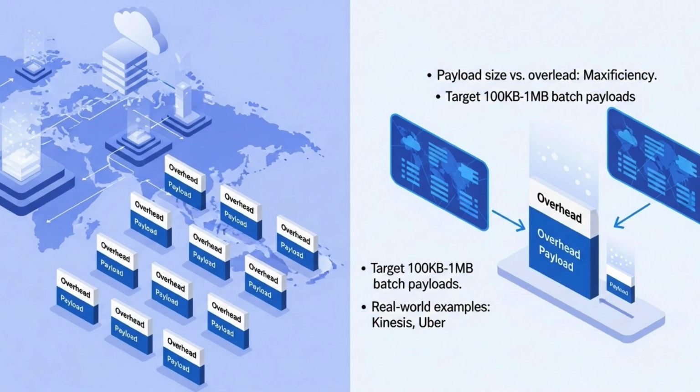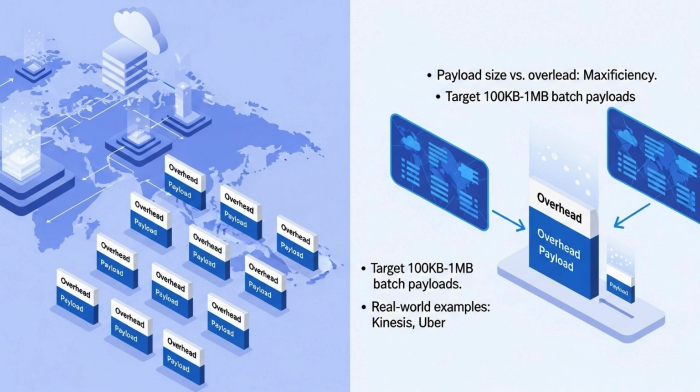For example, a 100-byte log with 500 bytes of overhead is 83% waste. Batch 1,000 such logs, and you get a 100 kilobyte payload plus 500 bytes of overhead, hitting 99.5% efficiency. That's a 200x improvement in network utilization. This principle is why major tech companies aggressively batch.